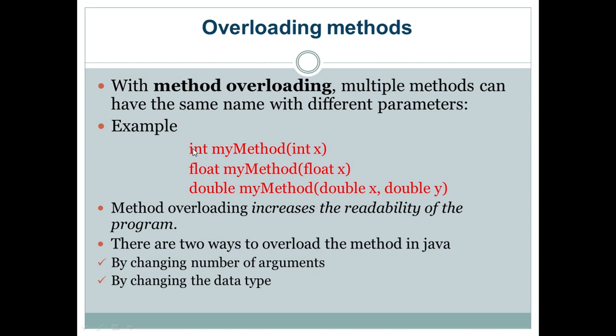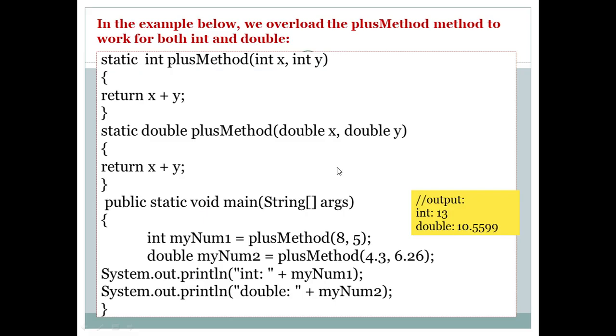So see here, int myMethod, myMethod, myMethod. The name of the method is the same, but the parameters which we are passing to these particular methods and the return types of these methods are different. So int myMethod(int x) is different than float myMethod(int x), right? There are two ways to overload a method in Java: by changing the number of arguments and by changing the data types. Data type changing means int, float, double. And changing the number of arguments means int x, or double x, double y, float x, likewise. So this is one example.